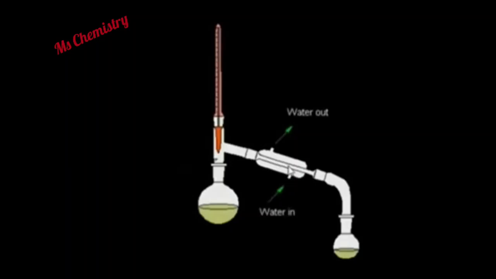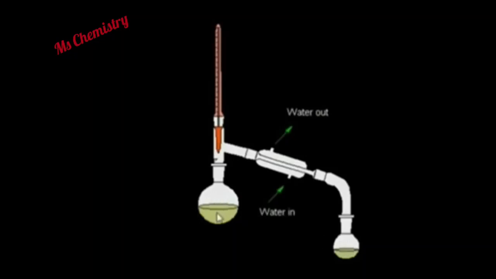This is called the condenser. Condenser cools down the liquid inside it. This is called a round bottom flask. This is the thermometer. This is the water outlet, and this is the water inlet. This is called the receiving flask, in which we will collect the ethanol.